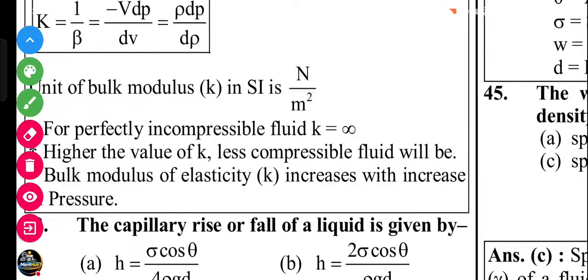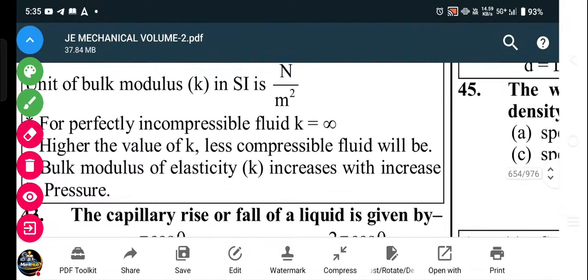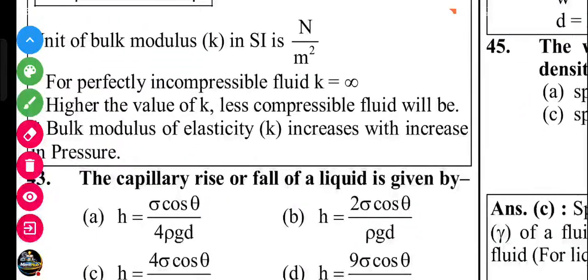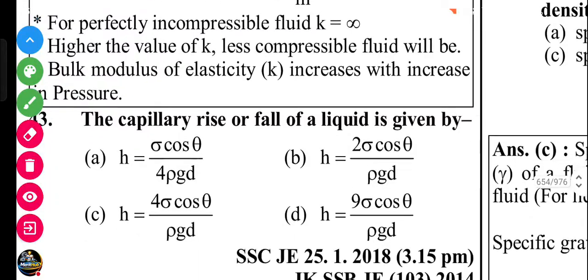The higher the value of the bulk modulus, the less compressible the fluid will be, and the bulk modulus of elasticity increases with the increase in pressure. Now an important concept: the capillary rise or fall of a liquid is given by this formula. It is very important. This question comes up in different exams and technical papers.